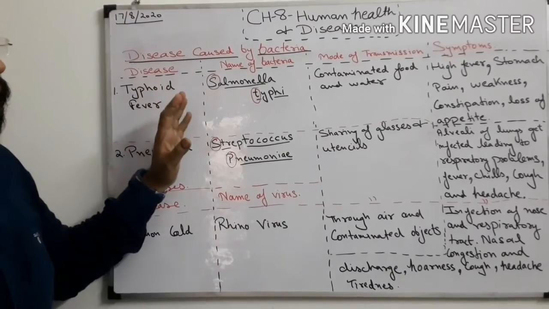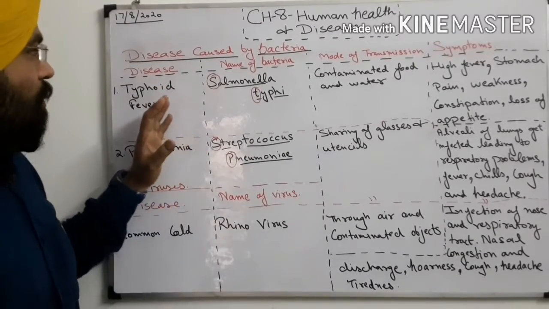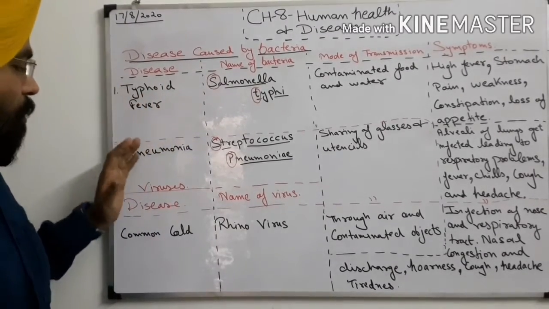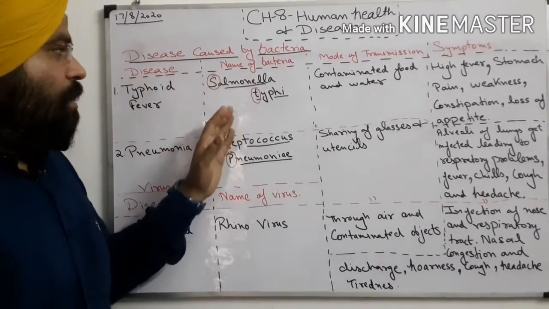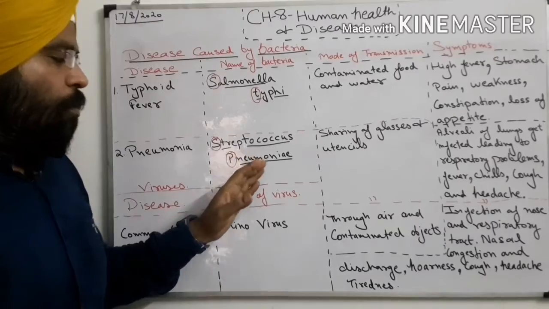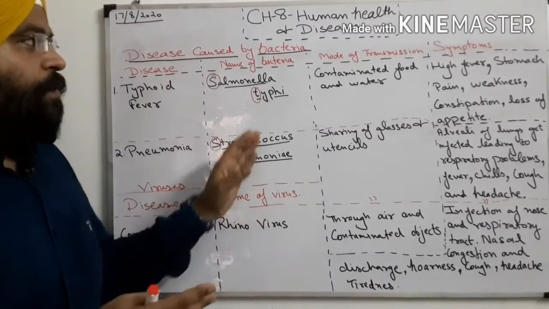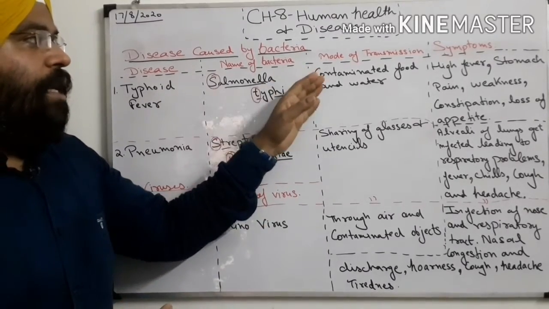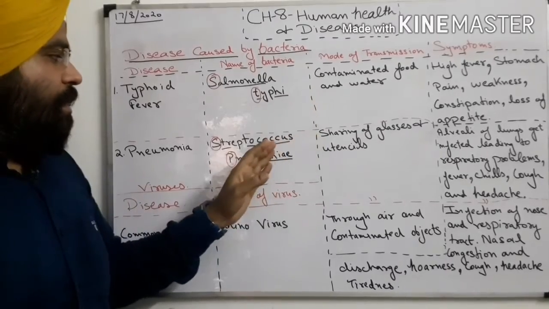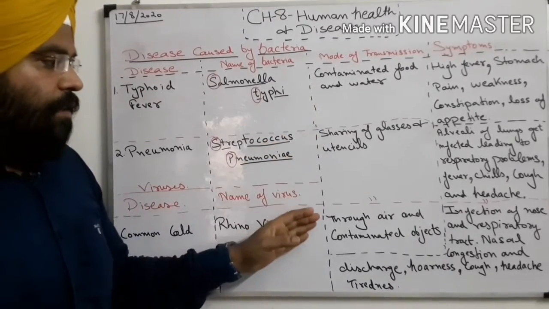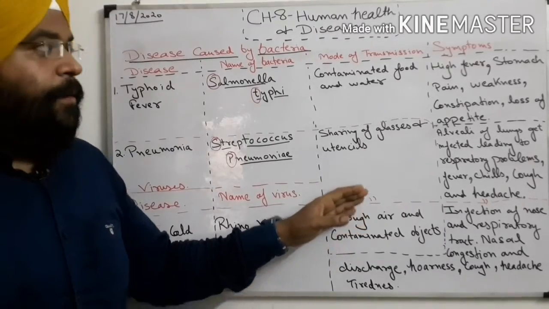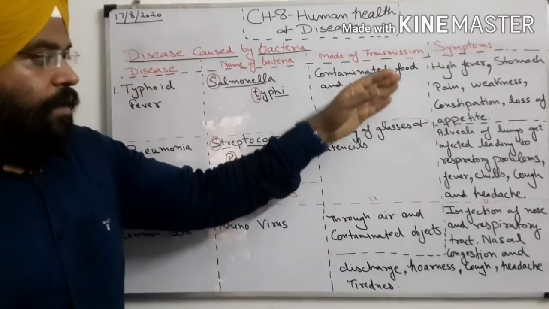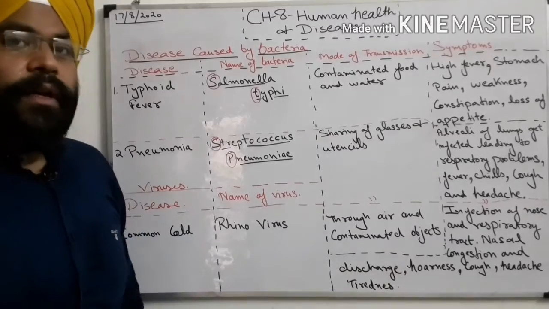Just a repetition, we learned about typhoid fever, pneumonia, and the common cold. The names of the pathogens are Salmonella typhi, Streptococcus pneumoniae, and rhinovirus. What are the modes of transmission? Mainly food and water in the first case, then in pneumonia it's glasses and utensils, and in the third case the virus spreads through air and contaminated objects. And these are the various symptoms you have to remember.